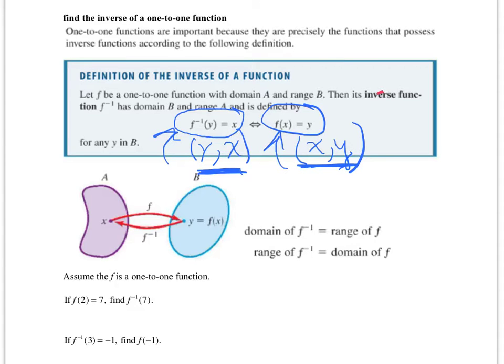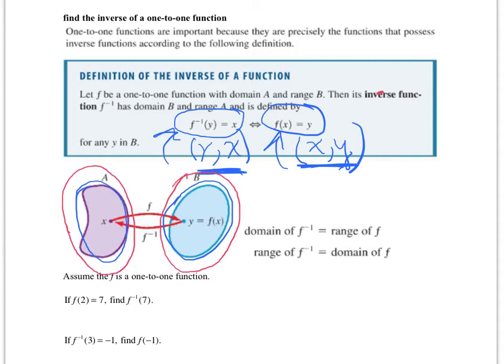So you think about the function f taking this domain A to this range B. Then the function f inverse takes the range of f, which is B, and treats it like its domain, and carries that over into the domain of f, which is A, which is the range of f inverse. So we have these two statements.